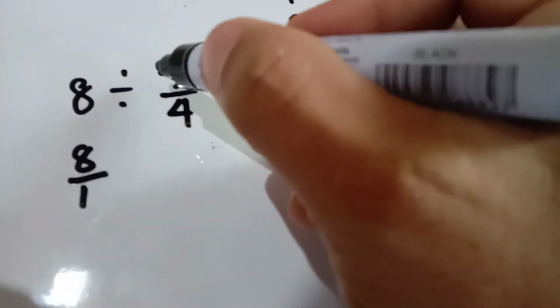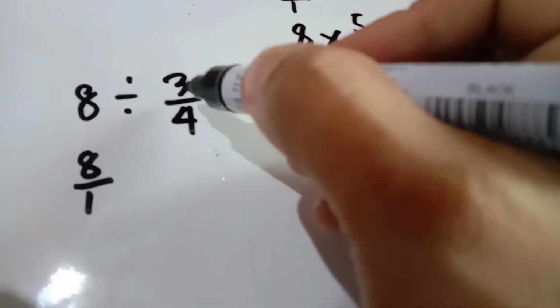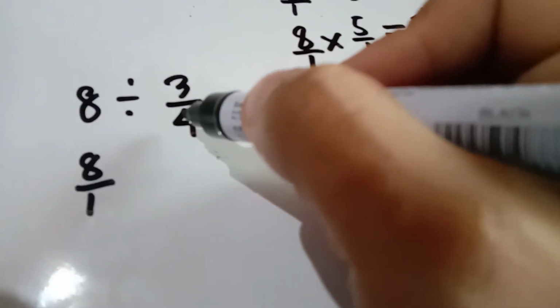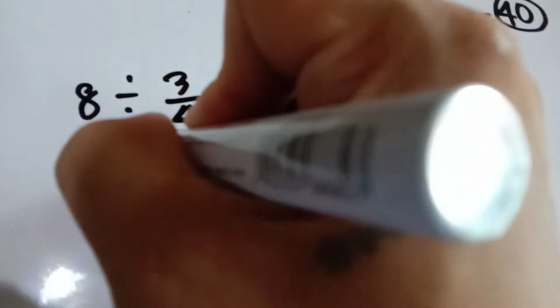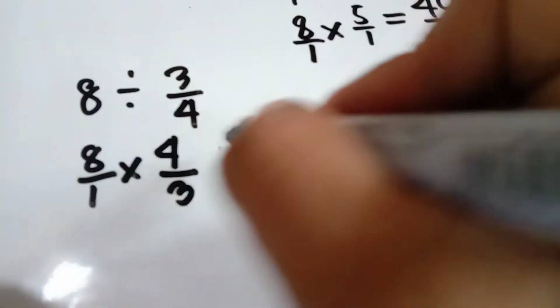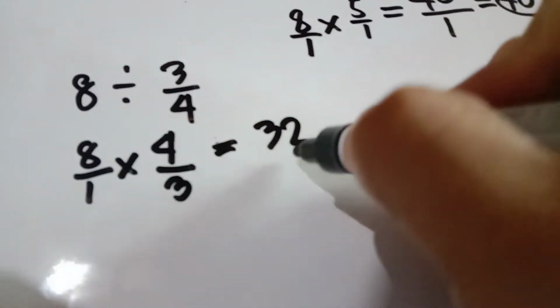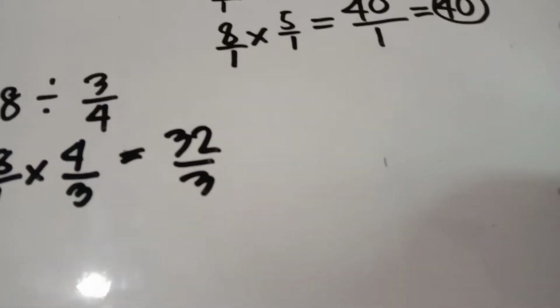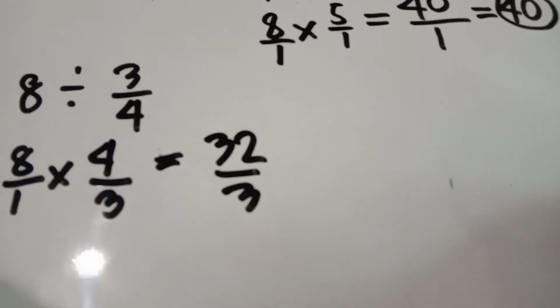Then let's write the reciprocal of 3/4. So we just reverse the position of the two numbers. So yung 4 na denominator, gagawin na nating numerator this time, si 4. Then 3 will become our denominator. Okay, then we are going to multiply. Multiply the numerators. 8 times 4, that is equal to 32. 1 times 3, that is equal to 3. Okay, so 32 over 3 is the answer and it is an improper fraction.